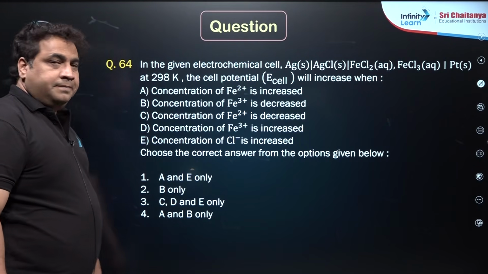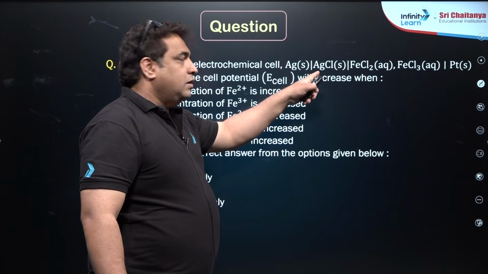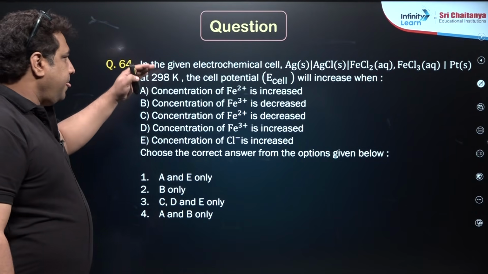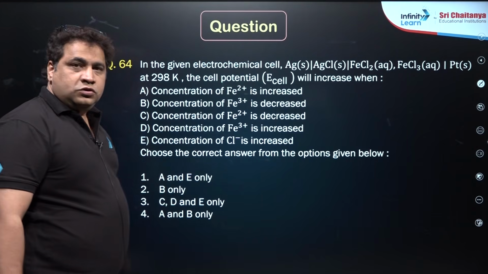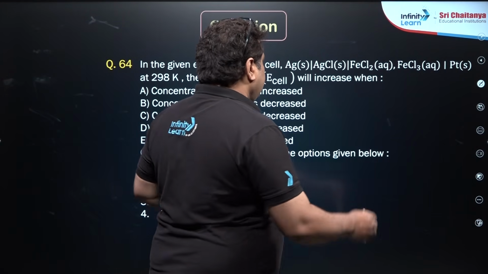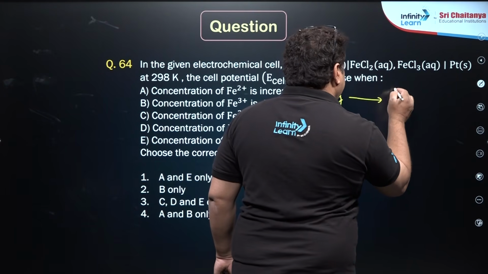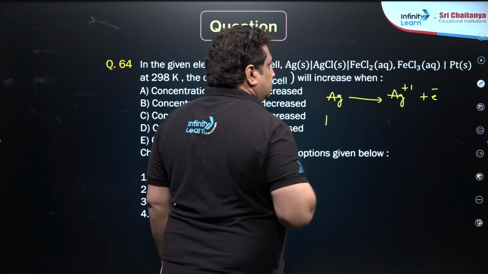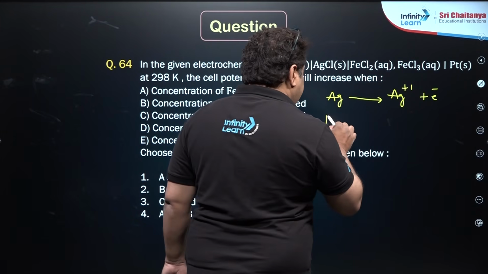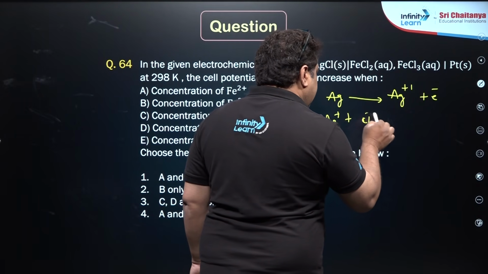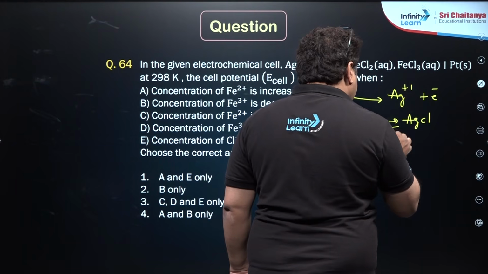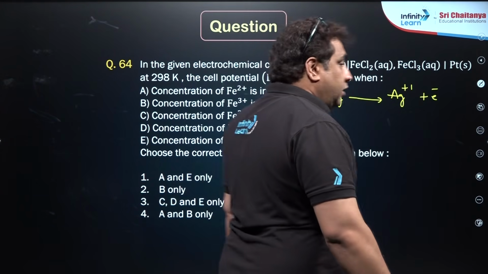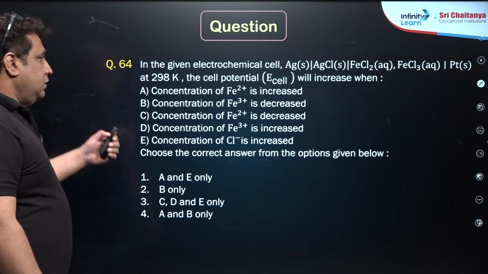In the given chemical reaction, silver to silver chloride, ferric chloride, ferrous to ferric in platinum inert electrode. He is asking E cell will increase at what of the following conditions. So first we can see that here Ag is becoming Ag plus and giving electron. Meanwhile, this Ag plus is taking the chloride ions and becomes AgCl, and reverse also it can happen. Okay, so this we will ignore, now oxidation part we will focus. Okay, dear students, right?